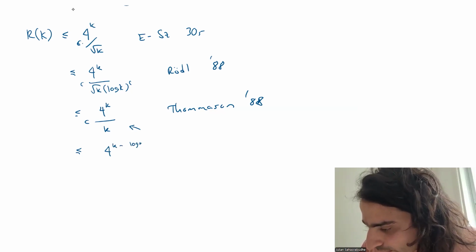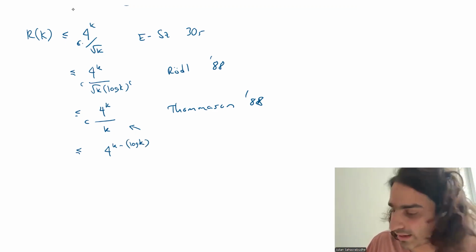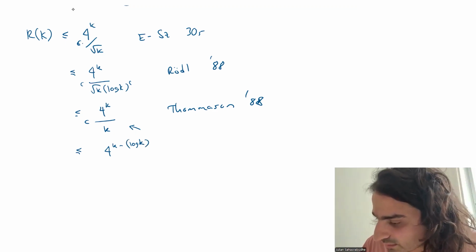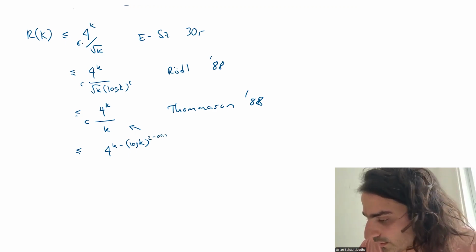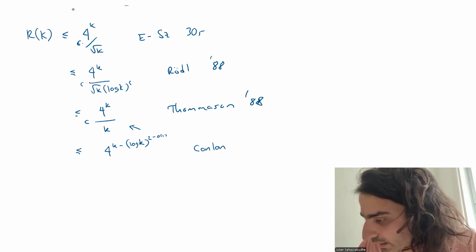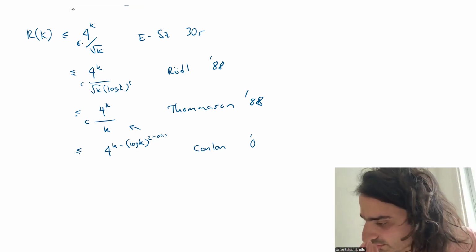And then this notion was pushed quite a bit further by Conlon, who showed that you can put any polynomial factor here. So he proved k minus log k to the 2 minus little o(1). This is David Conlon. Maybe 2006 or something, maybe 2008. Anyway, maybe 2006.